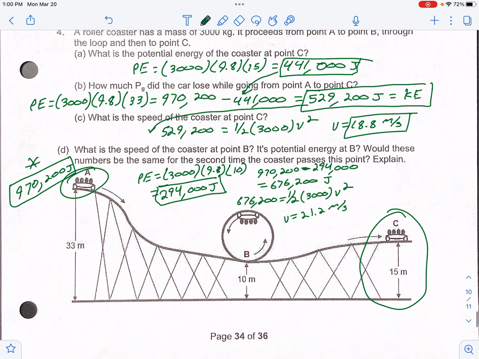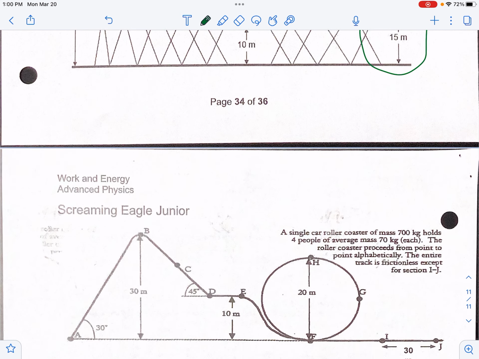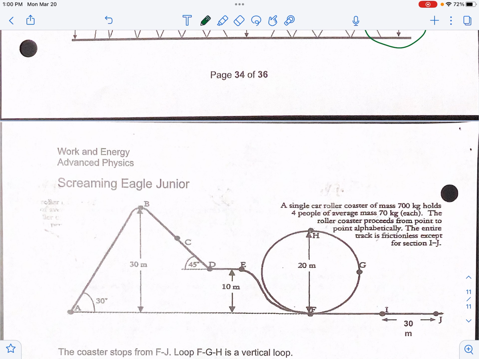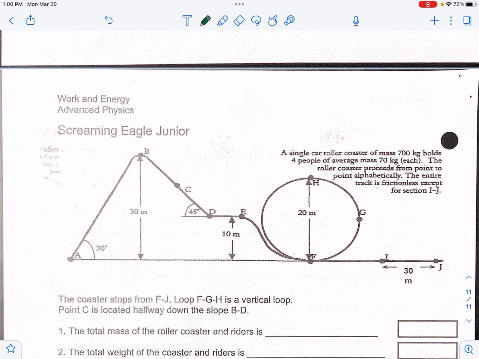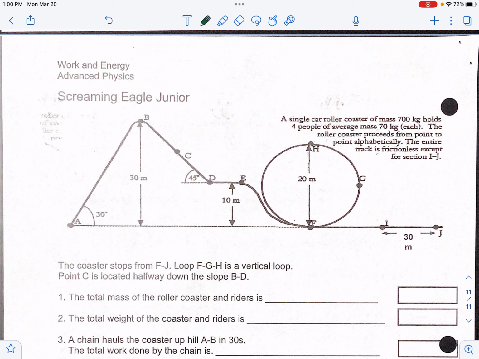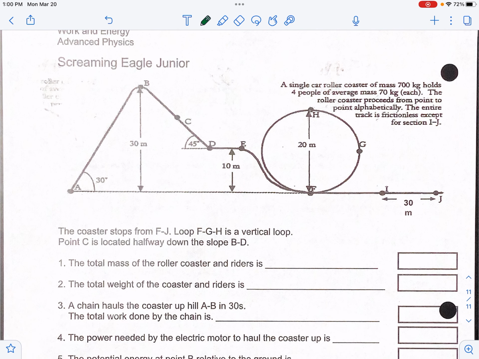Okay, so moving on to the next page, last one. We have a single roller coaster with a mass of 700 kilograms, which holds 4 people with an average mass of 70 kilograms each. The roller coaster proceeds from point to point alphabetically. The entire track is frictionless except for I through J. So most of the time we don't have friction, so we don't have to worry about losing energy.